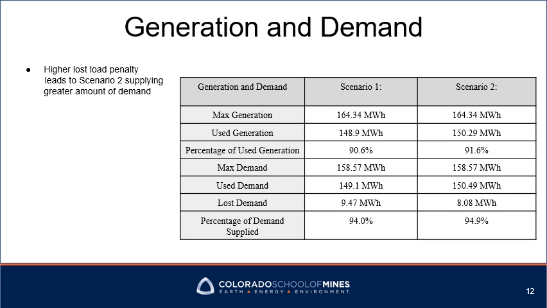Here's the generation and demand for each scenario. The higher lost load penalty in scenario 2 causes a greater amount of the demand to be supplied. I think from this table, the most informative row is the last row, where you can see 94% of demand was supplied in scenario 1 versus 94.9% in scenario 2. So by increasing the lost load penalty, we were able to supply an additional percent of the demand that was required or requested.